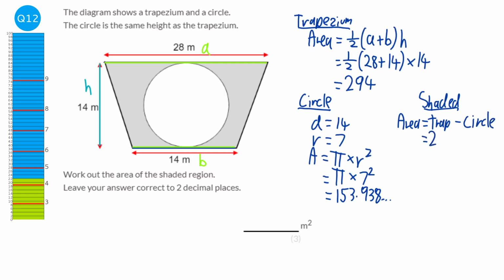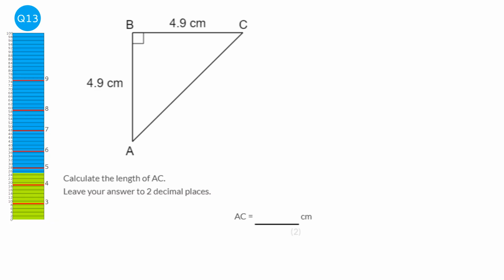So the trapezium's 294, the circle's 153.93 blah blah blah. And when you do that, you get 140.061, blah, blah, blah. It says it wants it to 2 decimal places, so it would be 140.06.